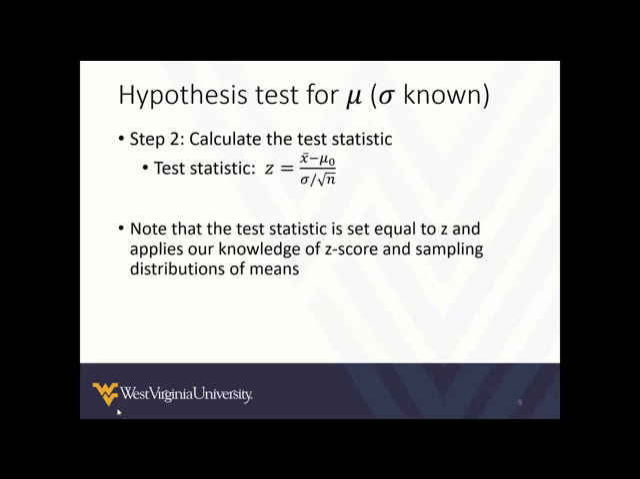Step 2, we calculate our test statistic. When we have the population standard deviation, our test statistic is z equal to the sample mean minus our hypothesized value, divided by sigma divided by the square root of n.